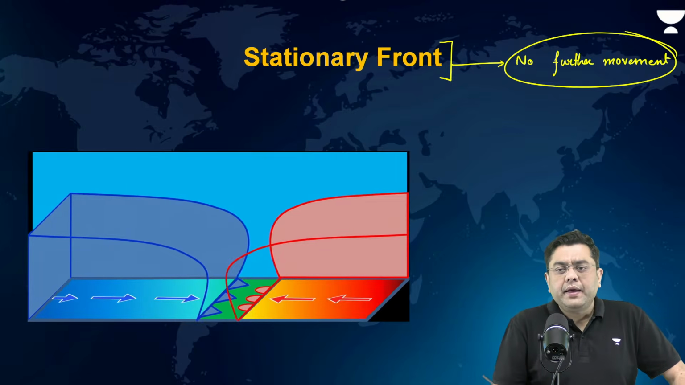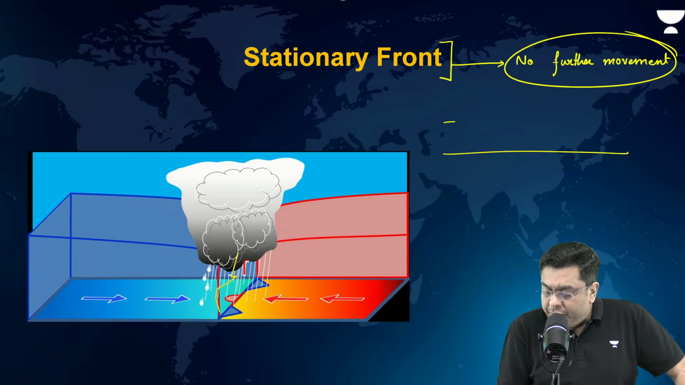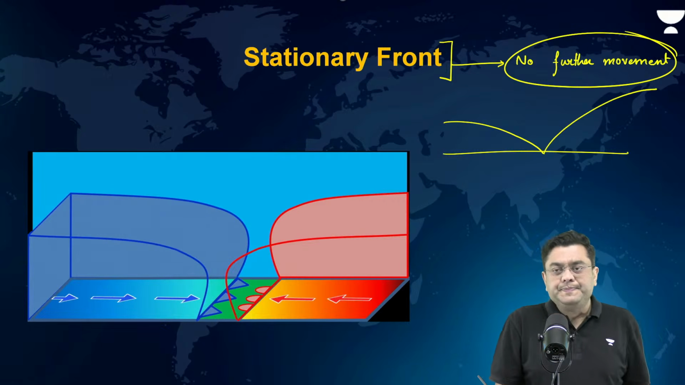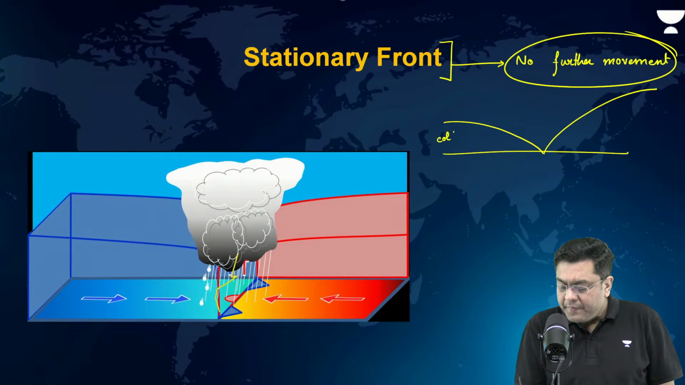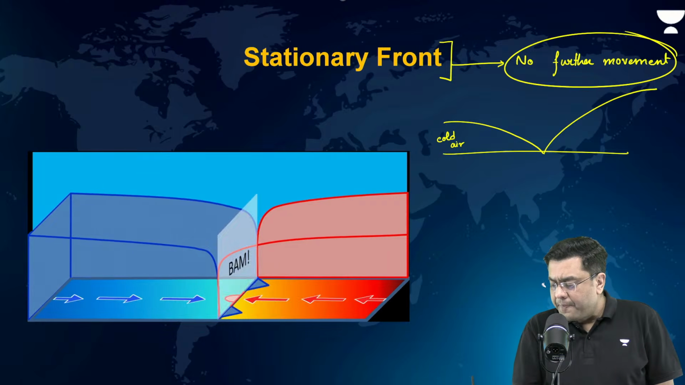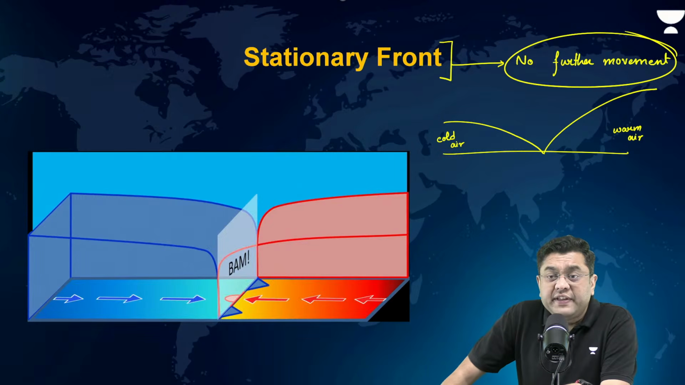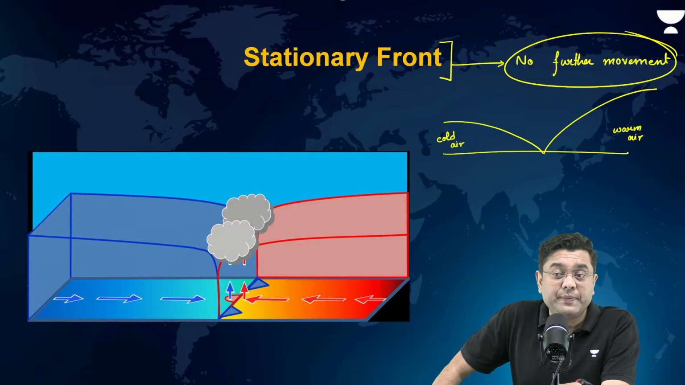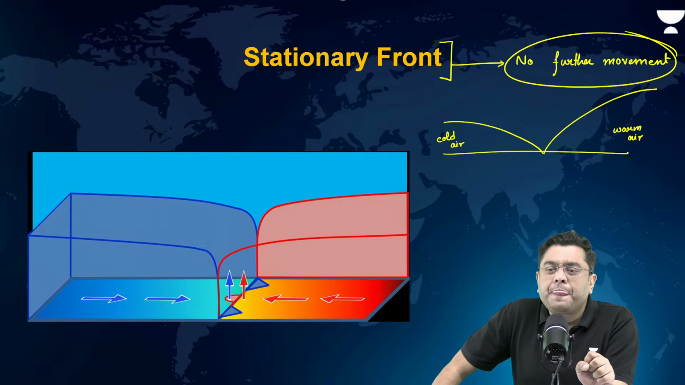Okay. Now, here, a couple of things can happen. Let's suppose you have cold air, and here you have warm air. Now they have come head to head with each other, and neither of them is able to move in each other's direction. So, two things can happen.